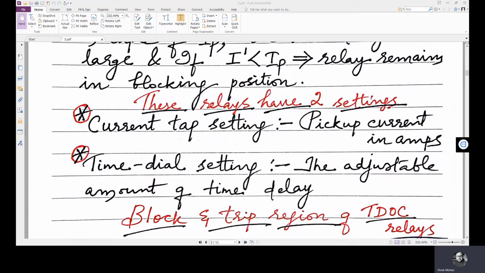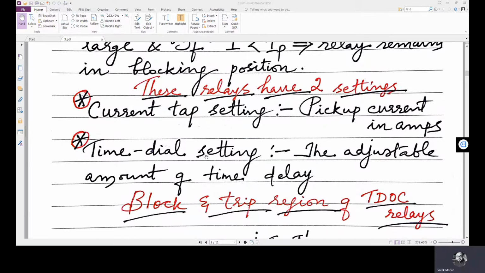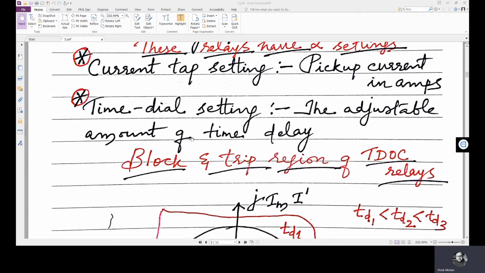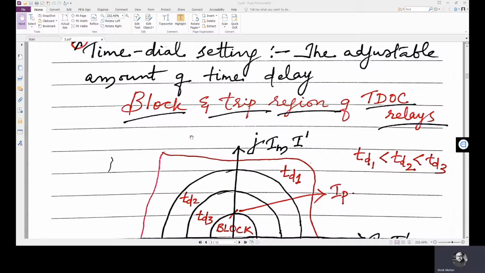Now, these relays have two settings. The normal relays have two settings, which are the current tap setting and the time dial setting. The current tap setting is the pickup current in amperes. The time dial setting is the adjustable amount of time delay. We will study this in detail with an example.